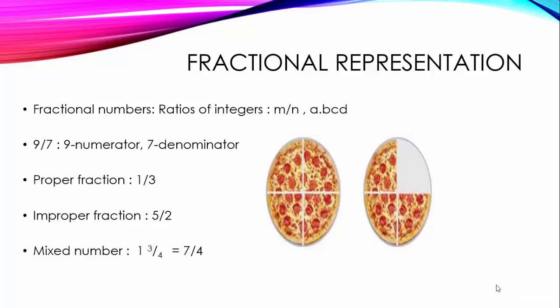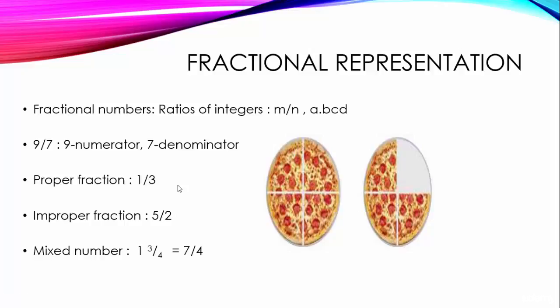The number on top of the fraction is called the numerator or nominator. The number on the bottom of the fraction is called the denominator. In the fraction 9 by 7, 9 is the numerator and 7 is the denominator. Fractions that have a value between 0 and 1 are called proper fractions. The numerator is always smaller than the denominator. 1 by 3 is a proper fraction.